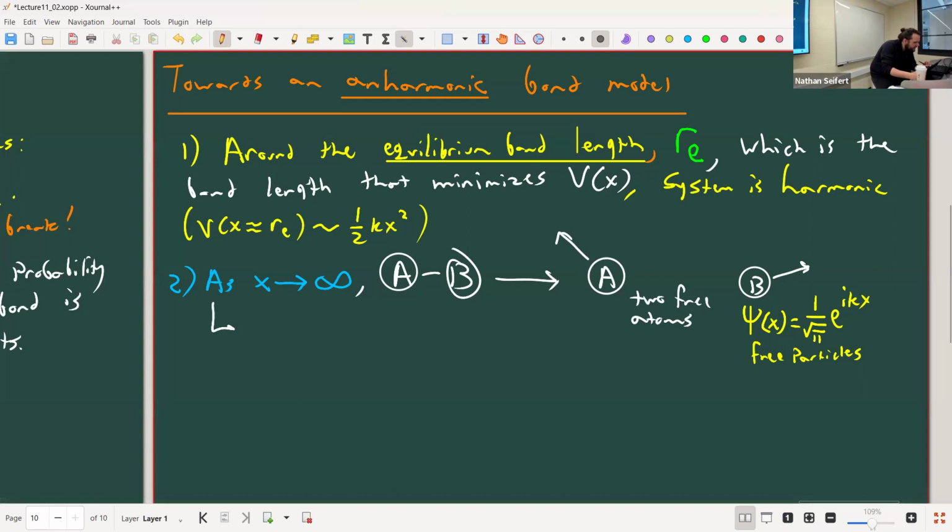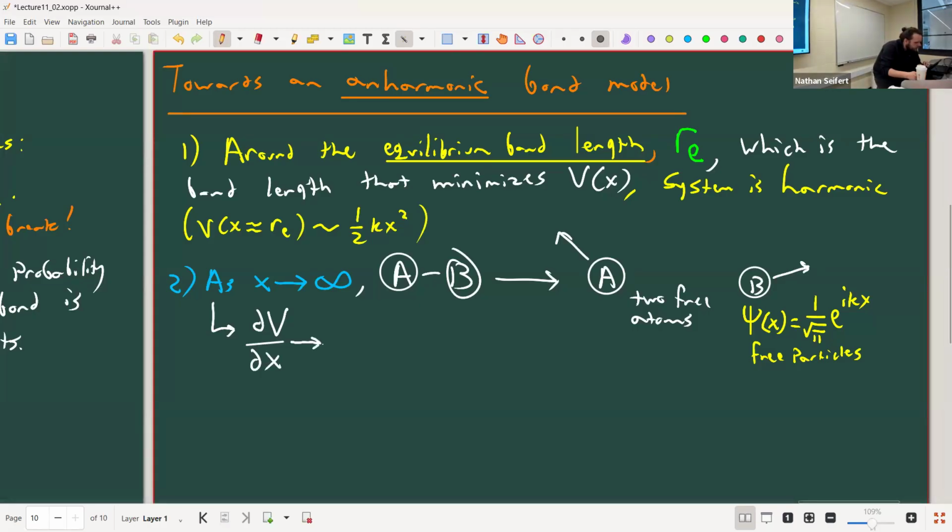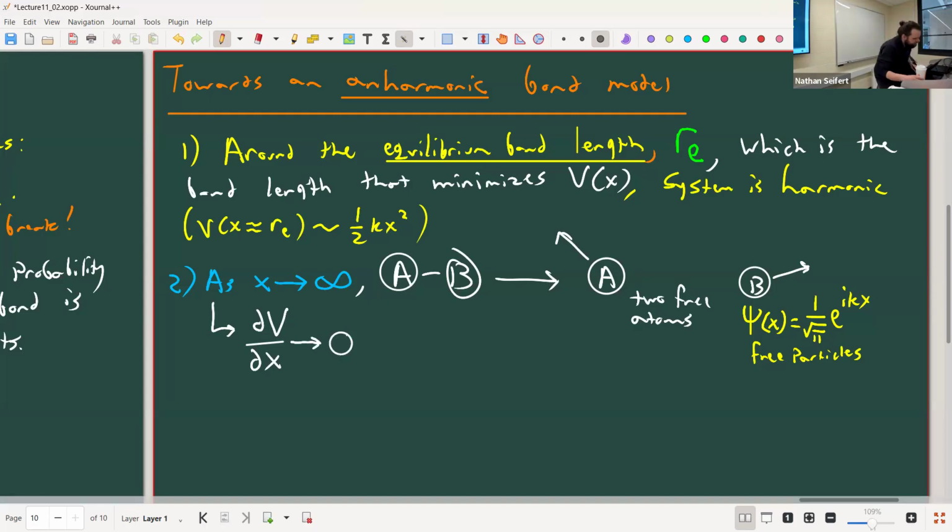And this also means that at this limit, the derivative of the potential, how much the potential energy changes as we stretch, goes to zero. It flattens out. Basically, there's no penalty to move two free atoms away from each other. They're just basically separate.